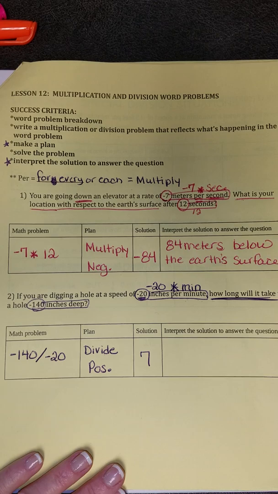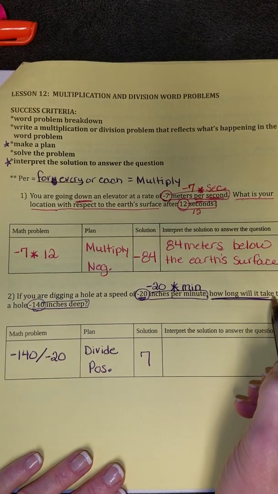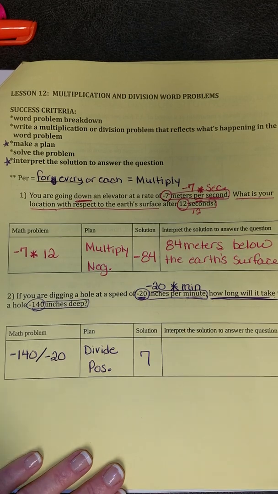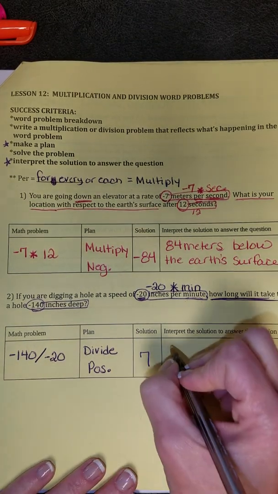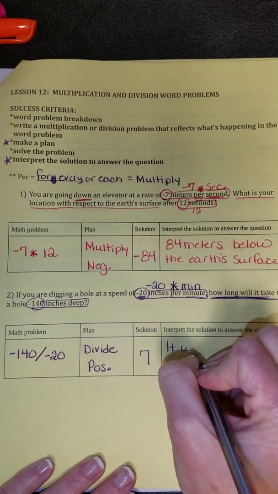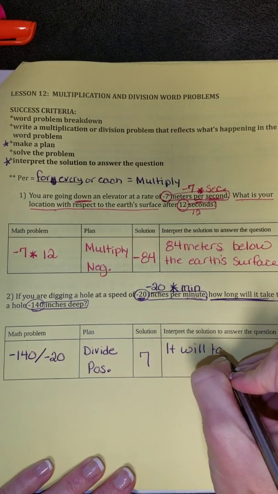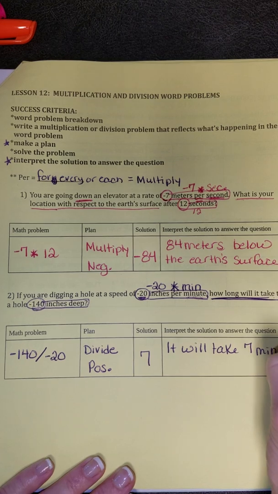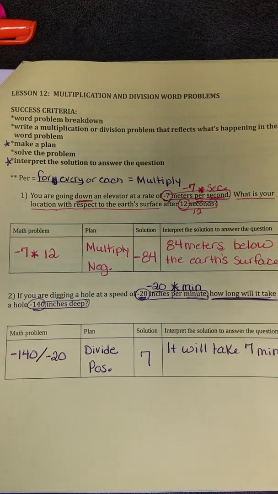Okay, what does that 7 mean? Well, it says, how long will it take? In my label for time on this one is minutes. So it will take 7 minutes. So after 7 minutes, you will have dug 140 inches down.